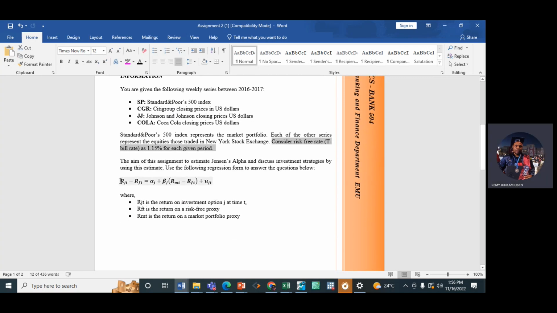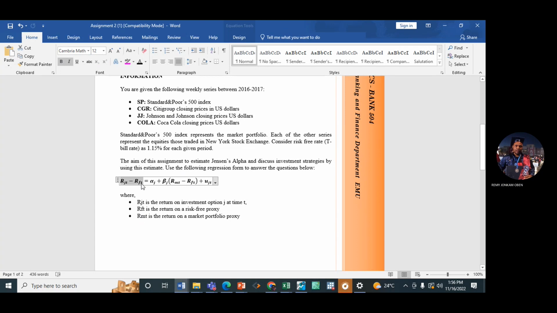And then this is the CAPM model you should estimate. Of course, you know this is excess return of stock. Return of stock, expected return of stock minus risk-free rate. This is Jensen's alpha, right? This is excess return of the market, expected return of market minus risk-free rate. This is beta, which is the systematic risk of the stock. And we have stochastic error term.